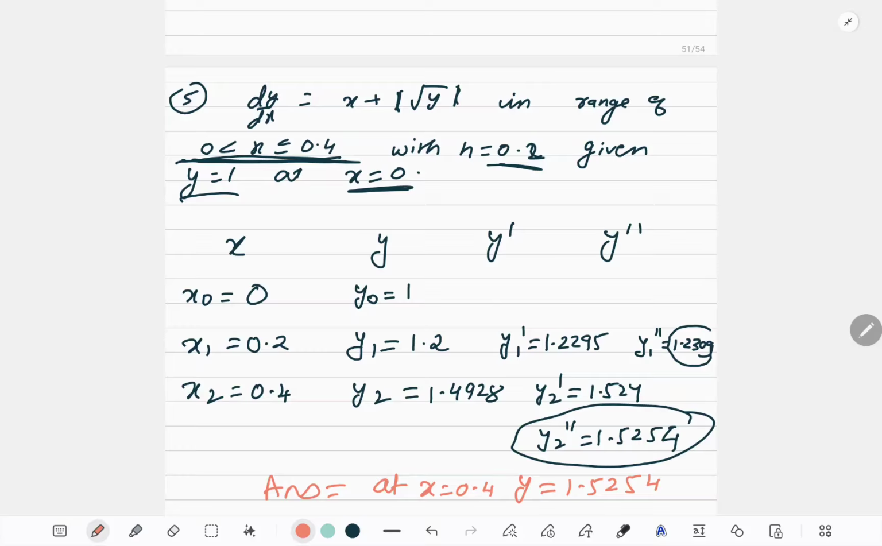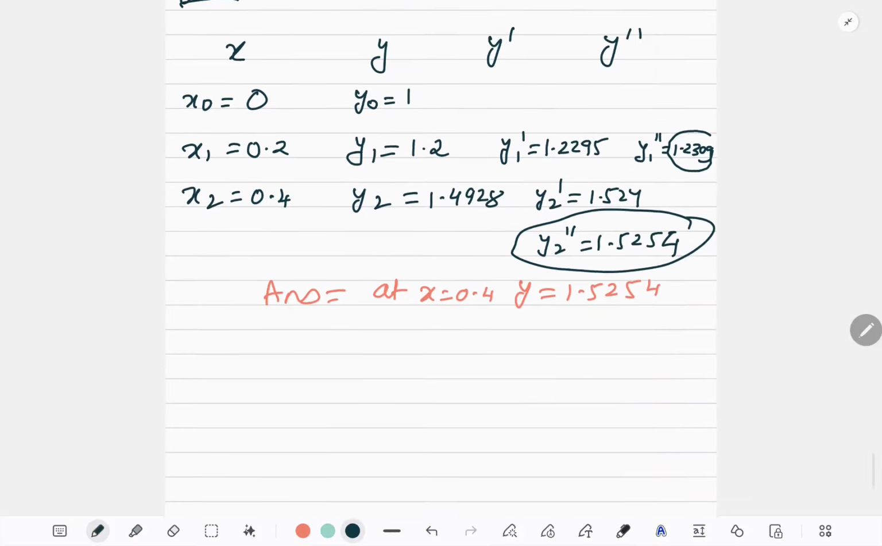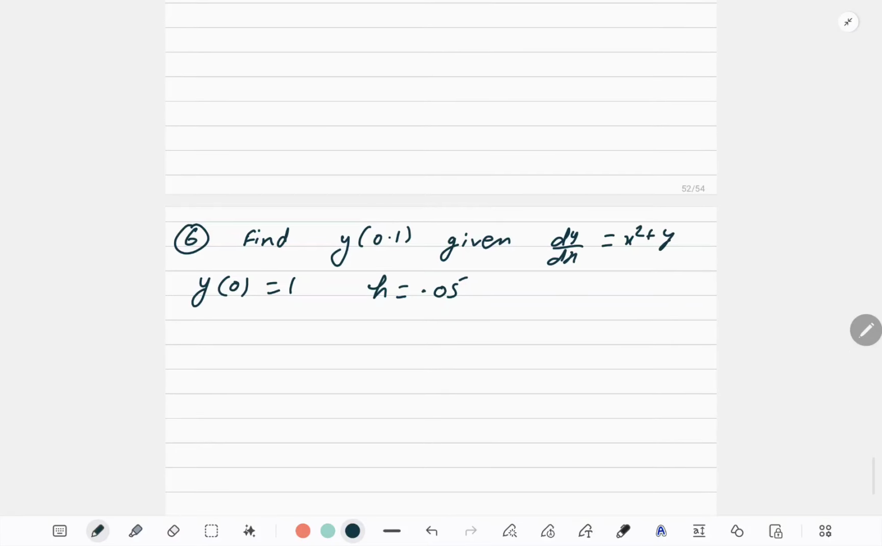I hope there is no confusion regarding this. Okay, so this is how you have to do the question. See one more question. In previous question I gave x minus y square. Now it is x square plus y. H value is 0.05. So how the table will go?